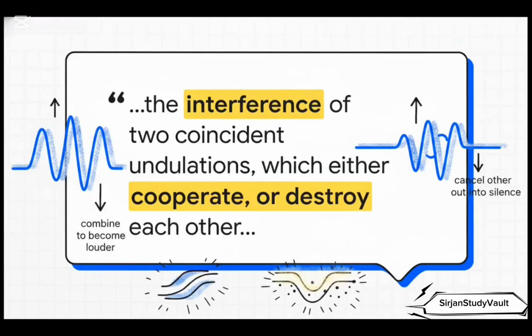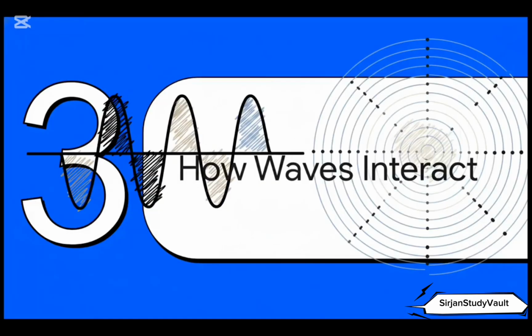And what's so cool is you can actually hear Young explaining it himself. He made an analogy to something everybody can understand: sound. You know how two sound waves can combine and get louder, or they can clash and cancel each other out into silence? Young basically said, hey, maybe light waves are doing that exact same thing. Okay, so this whole idea of waves cooperating or destroying each other, how does that actually work?